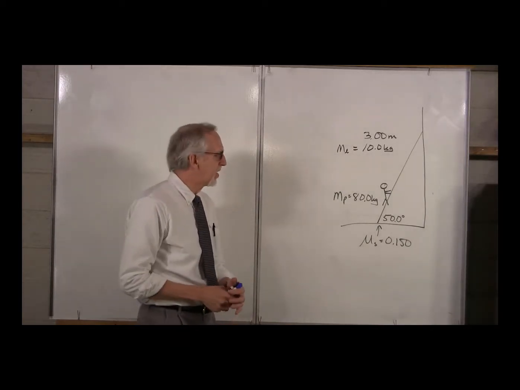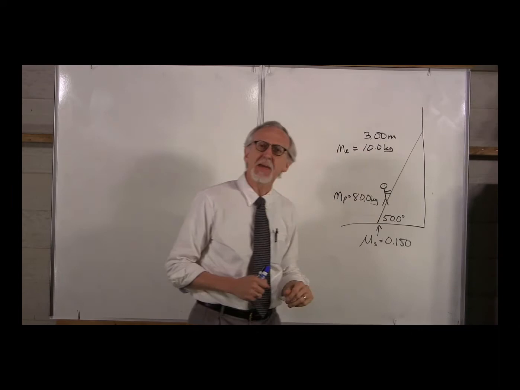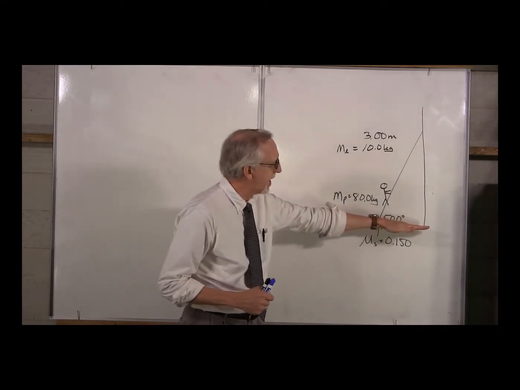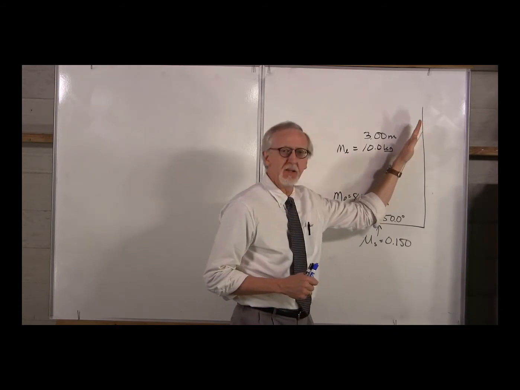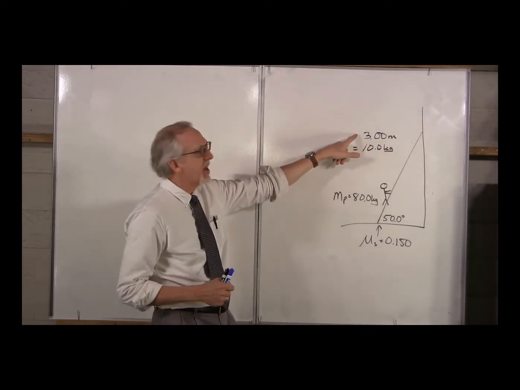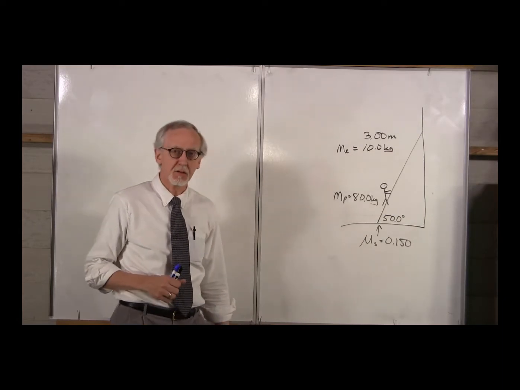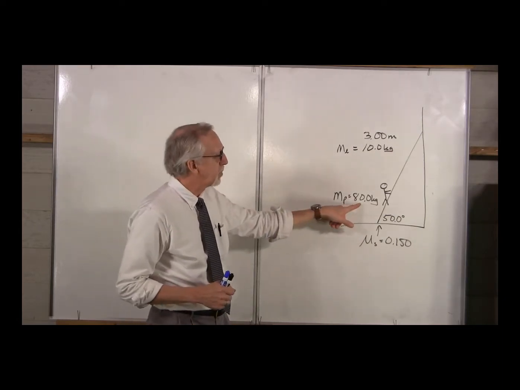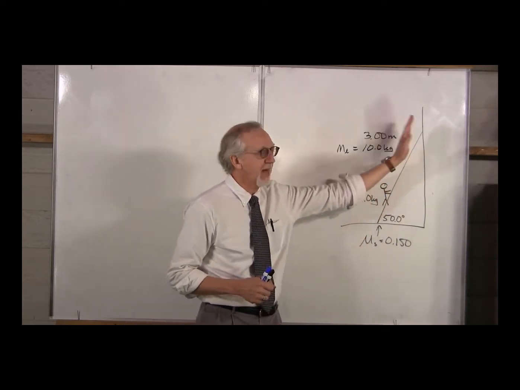Here we have a ladder that's resting on the floor and leaning up against a wall. So here's the ground or the floor, here's the wall, and here is our ladder leaning against the wall. The ladder has a length of 3 meters and a mass of 10 kilograms. We have a person with a mass of 80 kilograms climbing up the ladder.